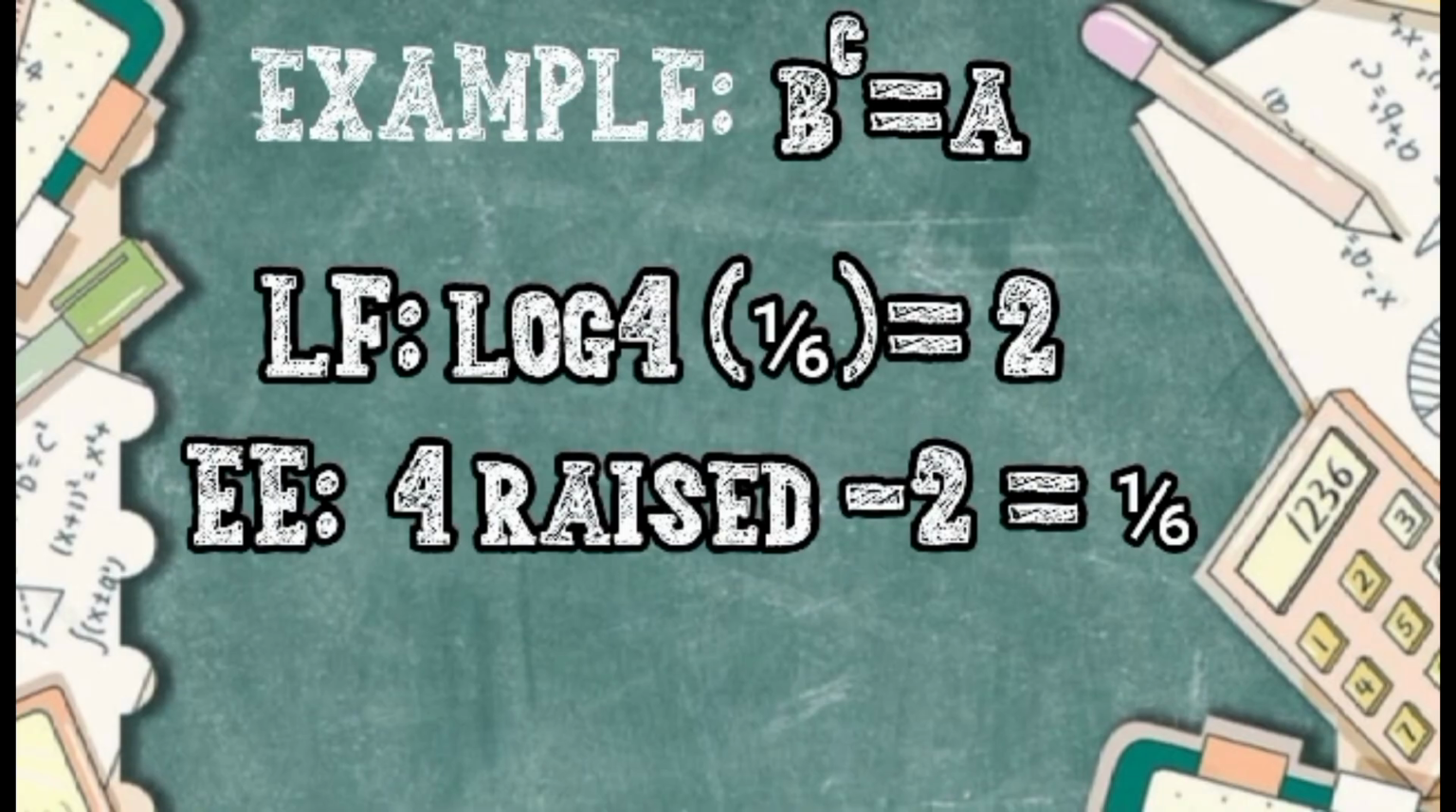So we have here another example showing that the logarithm base 4 of 1/16 is equal to negative 2. And when we change it into exponential equation, we have 4 raised to negative 2 is equal to 1/16. So in logarithmic form, our b is 4 and c is negative 2 and a is equal to 1/16. And when we change it to exponential equation, we have b is 4 and c is equal to negative 2 and a is equal to 1/16. We just change the positions of the c and the a.